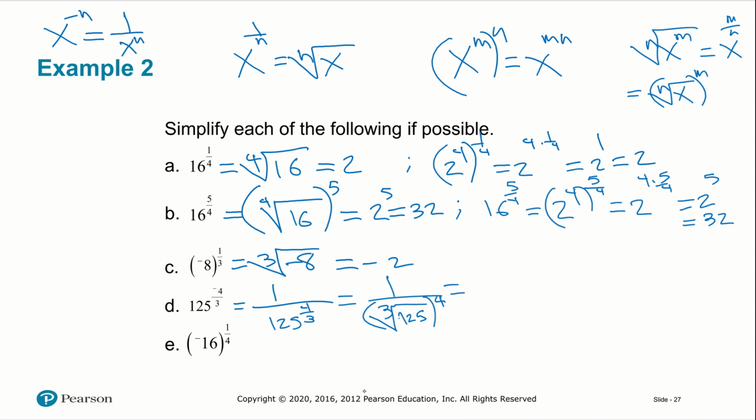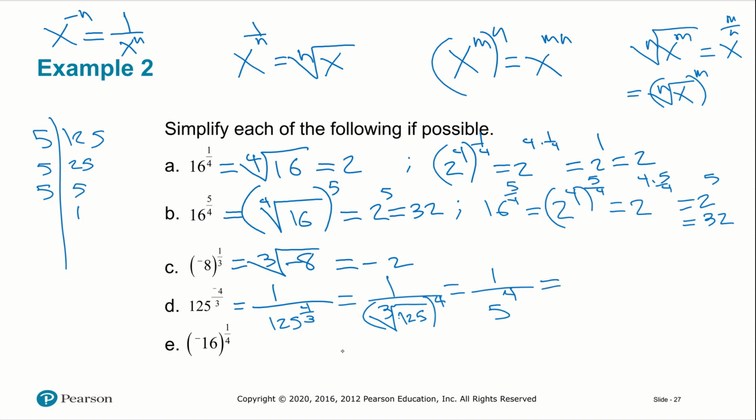So that's going to be 1 over 5, because what's the cube root of 125? Well, let's take a look. 125, 5 goes into it 25 times, 5 goes into 25 5 times, and 5 goes into 5 once. So I know that 5 cubed gives me 125. So what is the cube root of 125? Ask the question, what number do you have to cube to get 125? 5, right? So we get 5, don't forget, to the power of 4.